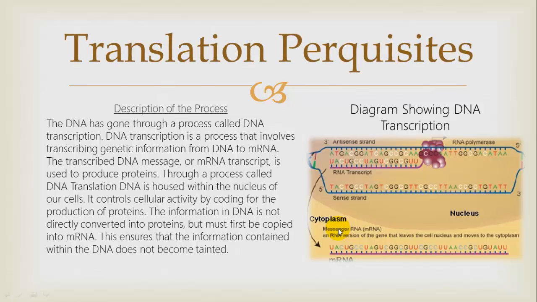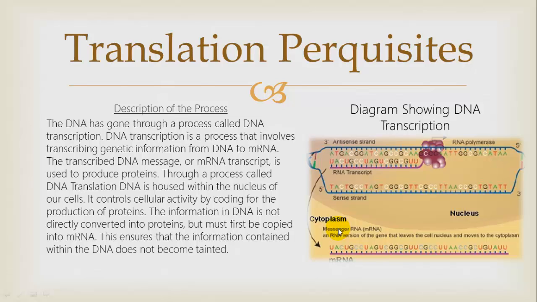Before DNA translation can occur, a process called DNA transcription has occurred, and I'll briefly summarize that. DNA transcription is a process that involves transcribing genetic information from DNA into mRNA. The transcribed DNA message, or mRNA transcript, is used to produce proteins through a process called DNA translation.